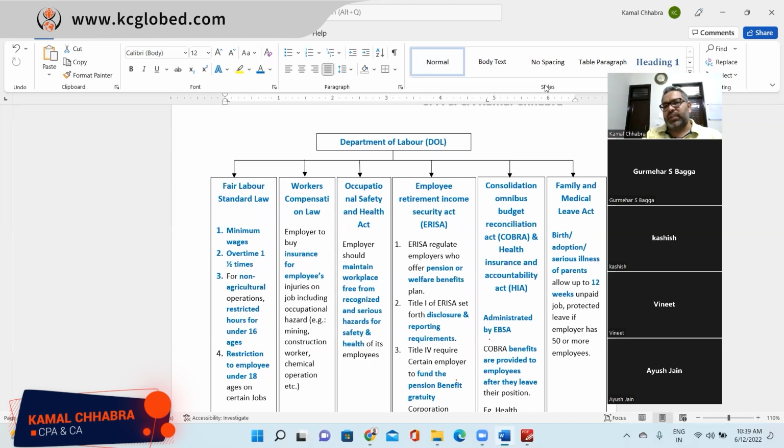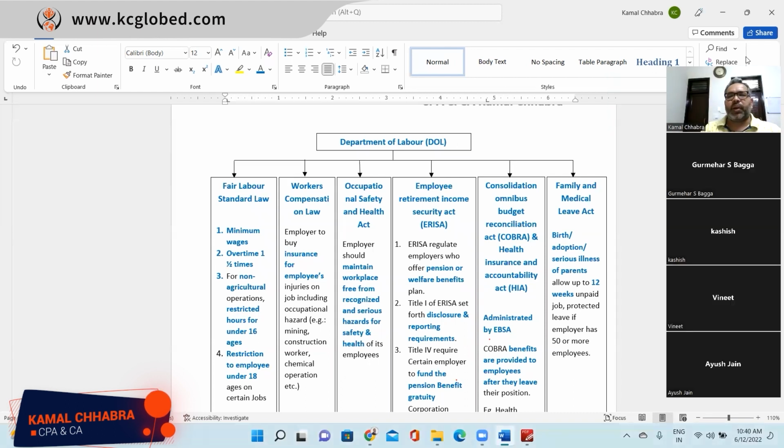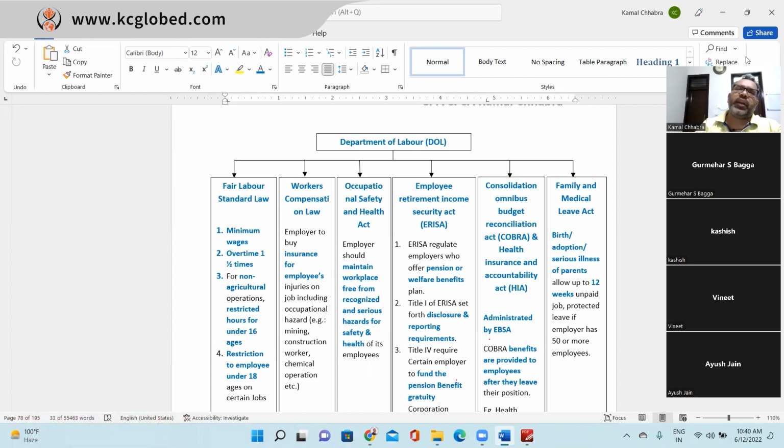In the US, there is a separate department called the Department of Labor. Just like in India we have different departments of the Government of India, in the same way there is a separate department for the Government of the United States of America, called the Department of Labor. In the US, there are more than 180 labor laws, and this Department of Labor takes care of all of those 180 plus labor laws, right?